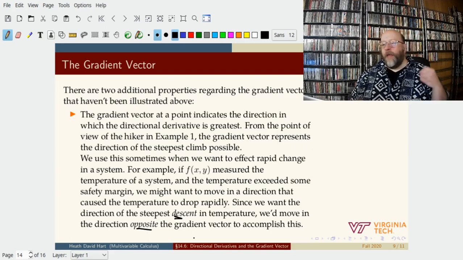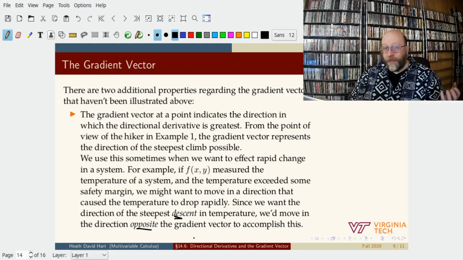And so if I want to know how to change x and y to relieve that excess temperature as fast as possible, I would adjust x and y in the direction opposite to the gradient vector, and that will move it down quickly. Okay?